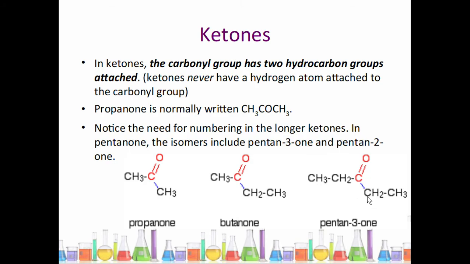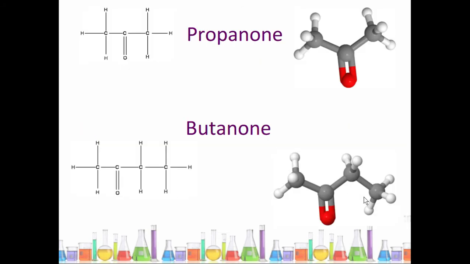You do need to number these. For the aldehydes you don't, because it has to be on the first one. You do have to number ketones. For example, pentan-3-one could also be pentan-2-one if the carbonyl group was on one of these two. Just to show you the structure of what they look like. Again, very similar to the alkane in the way we draw it out, but instead of putting on two hydrogens here, you replace those with a double bond to oxygen.